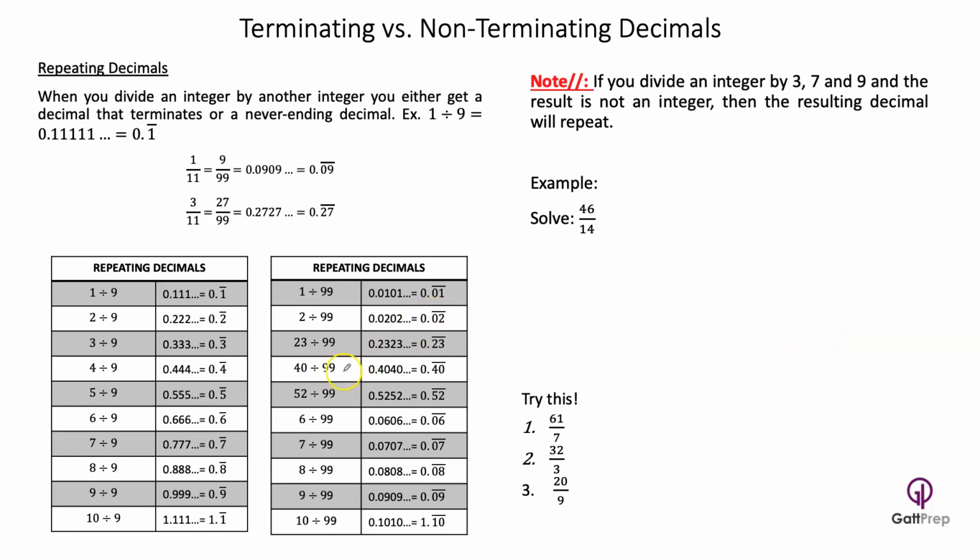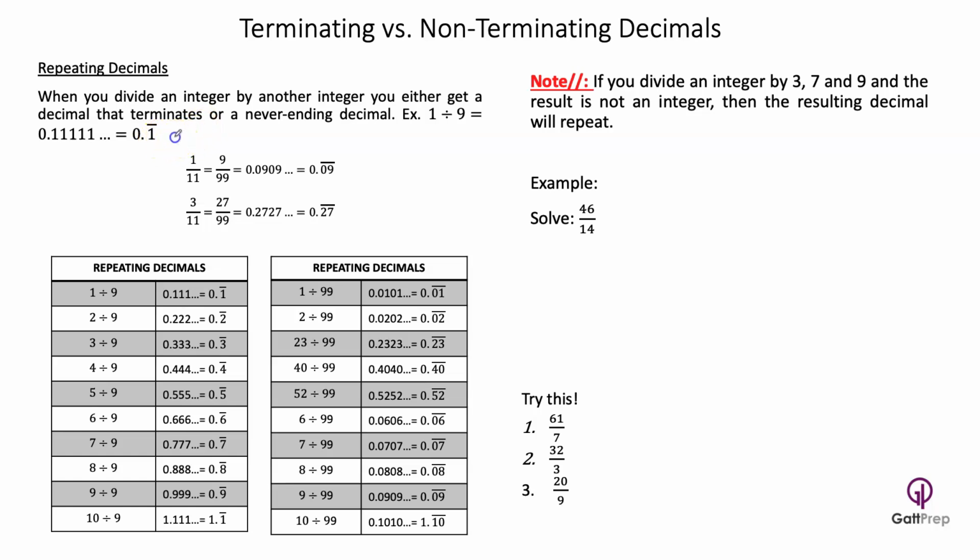Now turn our attention to terminating versus non-terminating decimals. Dividing an integer by another integer yields a decimal that either terminates or that never ends and repeats itself. So let's look at this example here. 1 divided by 9 is 0.11111, which is equal to 0.1 bar. The bar above the 1 indicates that the digit 1 repeats infinitely.